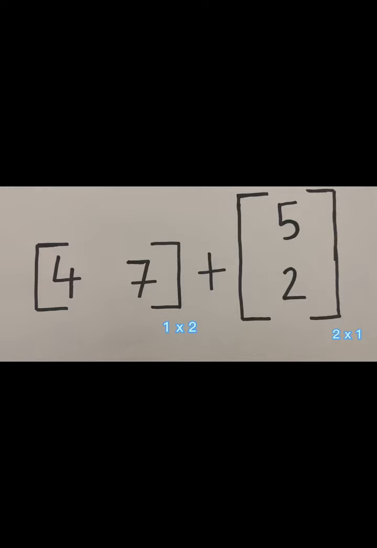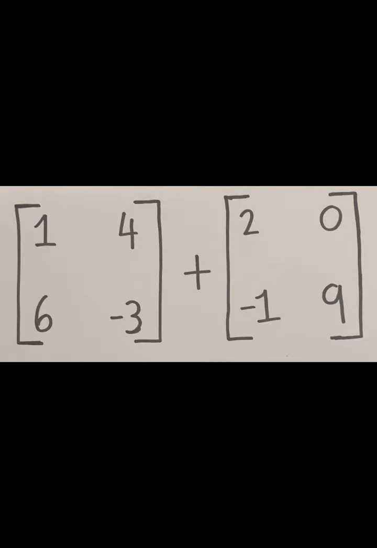The second example, we have two matrices. First, we should find the order or dimension of the matrices and see if addition is possible. The first matrix has 2 rows and 2 columns, so the dimension will be 2 times 2. And the second matrix also has 2 rows and 2 columns, so the dimension is also 2 times 2. Since both matrices have the same dimension, they can be added.